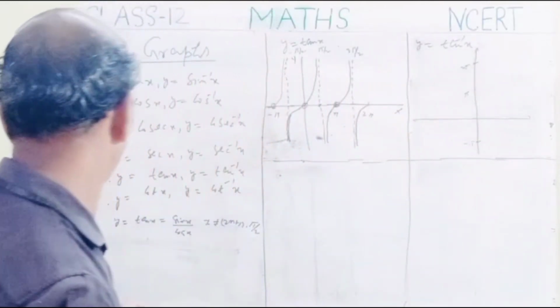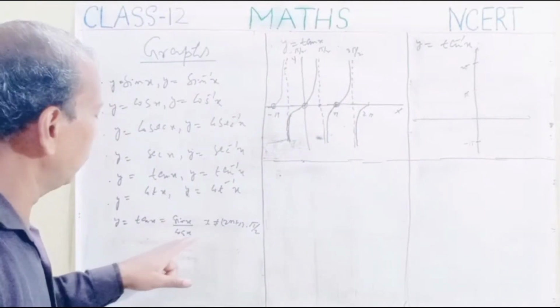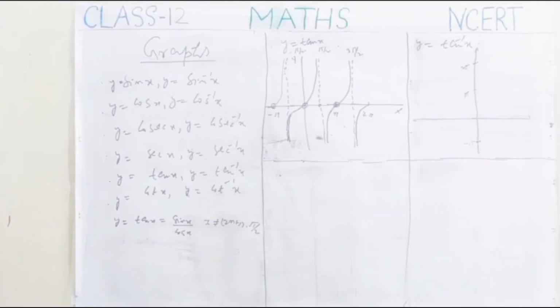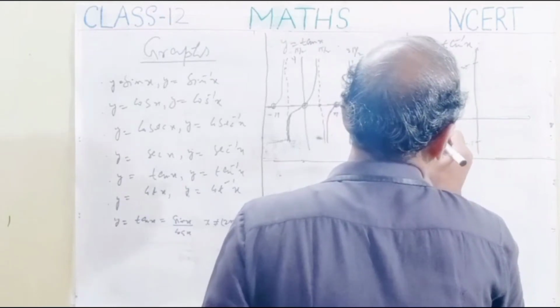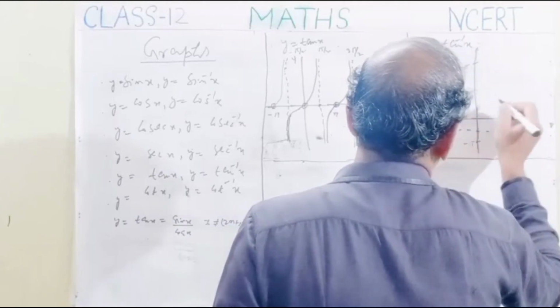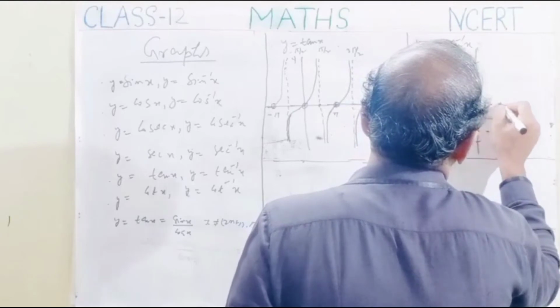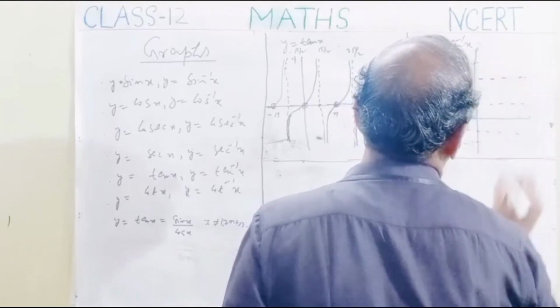I had already told you that tan x is sin x by cos x, so cos x must not be 0, that is, x is not equal to (2n plus 1) pi by 2. So at those points it will not be defined. I am taking these points here: this is your minus pi by 2, this is pi by 2, and this is your 3 pi by 2.